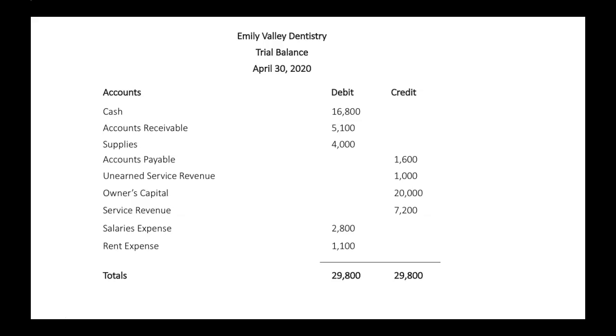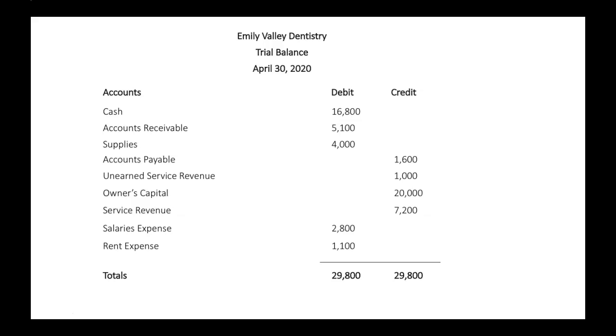So maybe for salaries expense, it wasn't supposed to be 2,800. Maybe it was supposed to be 8,200. Right? So that's a way to pick up on any sort of transposition errors. Now, if it's not a simple math error, if you don't have a balance in the wrong column, if it's not a transposition error, and your debits and credits still don't equal, then you have to go back to your ledger or to your T accounts and see maybe you miscalculated something there.